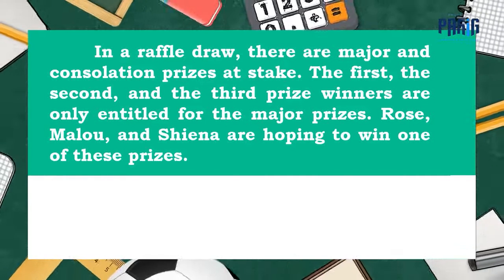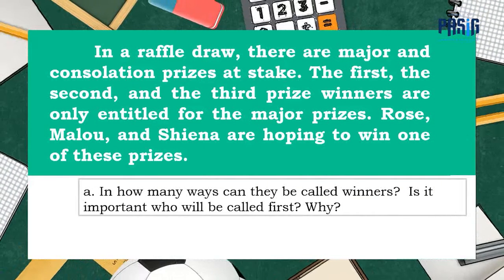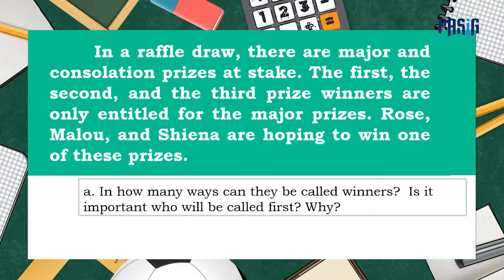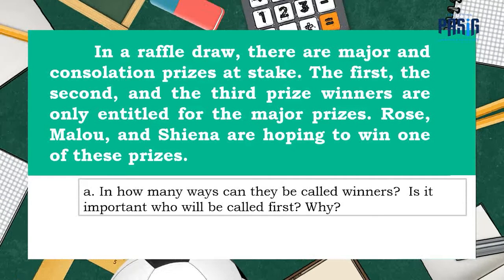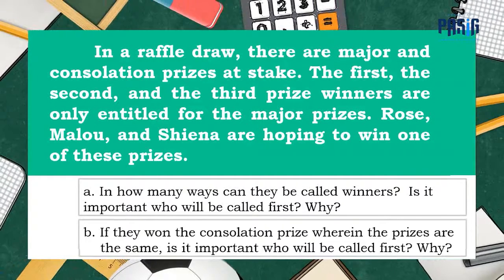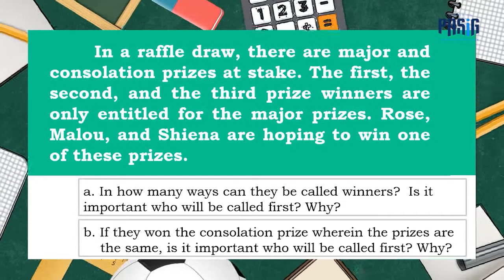Let us have these 2 questions in relation to the problem. Letter A. In how many ways can they be called winners? Is it important who will be called first? Why? Letter B. If they won the consolation prize wherein the prizes are the same, is it important who will be called first? Why?